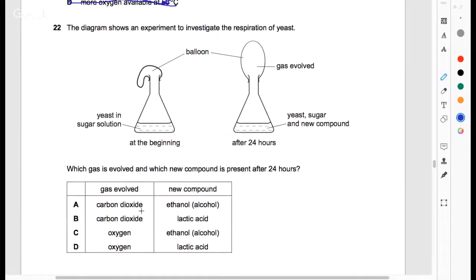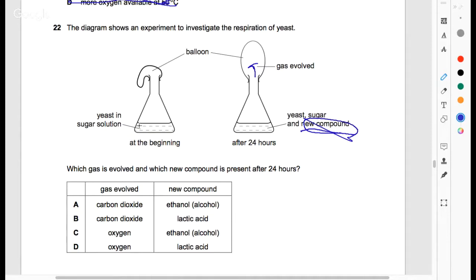The diagram shows an experiment to investigate the respiration of yeast. So you've got yeast in sugar solution in this beaker, and a balloon sealed to the top. At the beginning, the balloon is empty, and then the balloon inflates after 24 hours. So we've got yeast in sugar solution, and we've produced gas, which inflates the balloon. Which gases evolve and which new compounds are present after 24 hours?